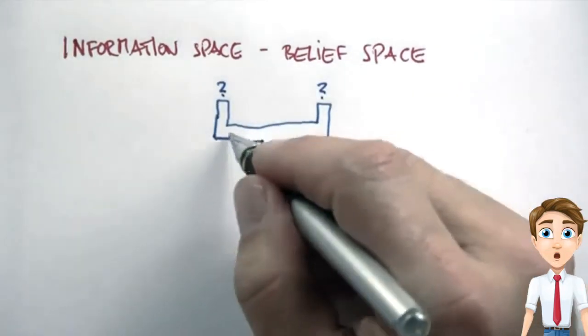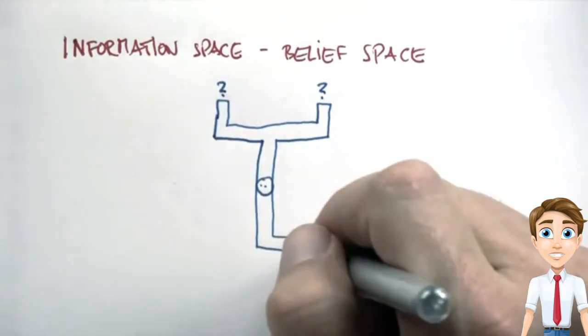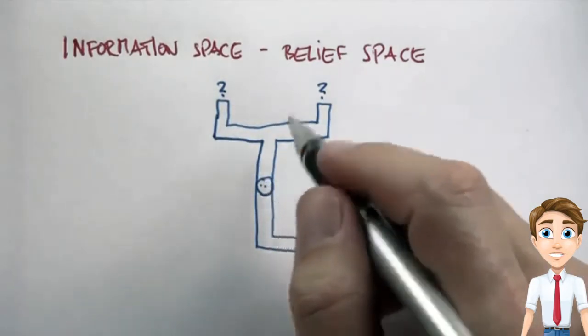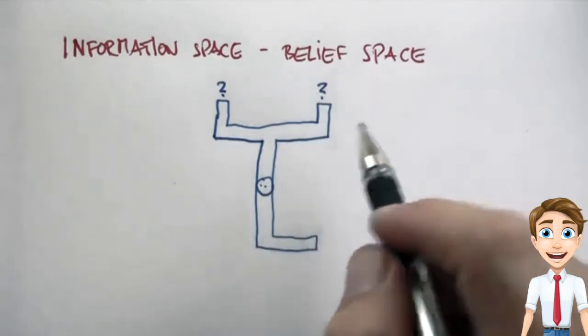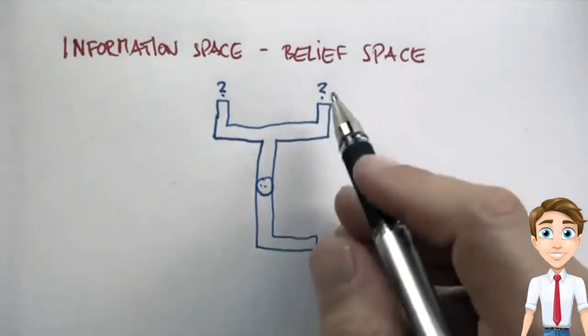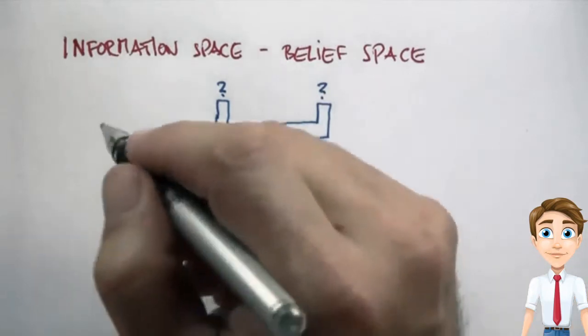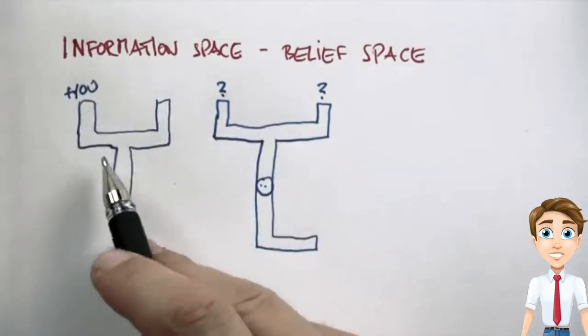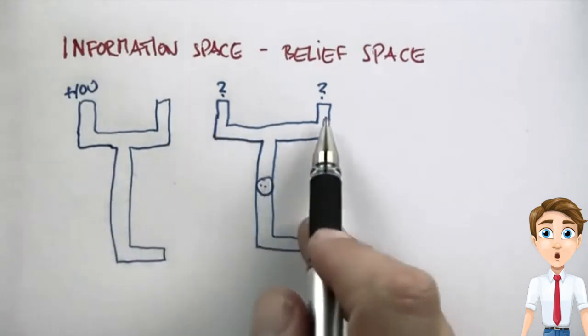Now, if you move around and either reach one of these exits or the sign, you will suddenly know where to receive 100. And that makes your belief state change. So, for example, if you find out that 100 is left, then your belief state will look like this, where the ambiguity is now resolved.